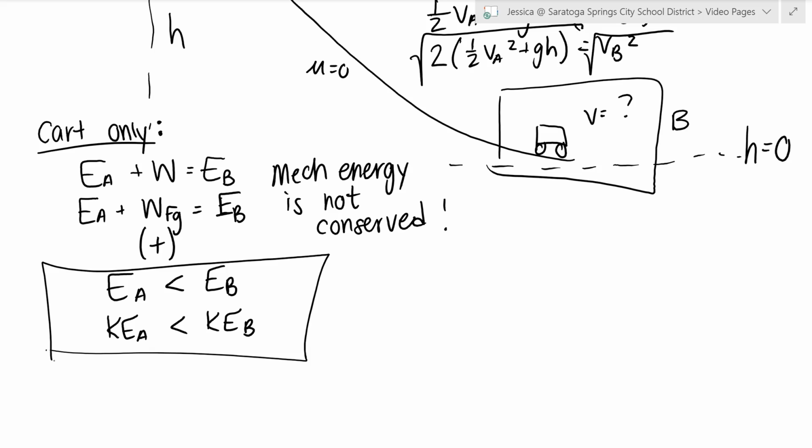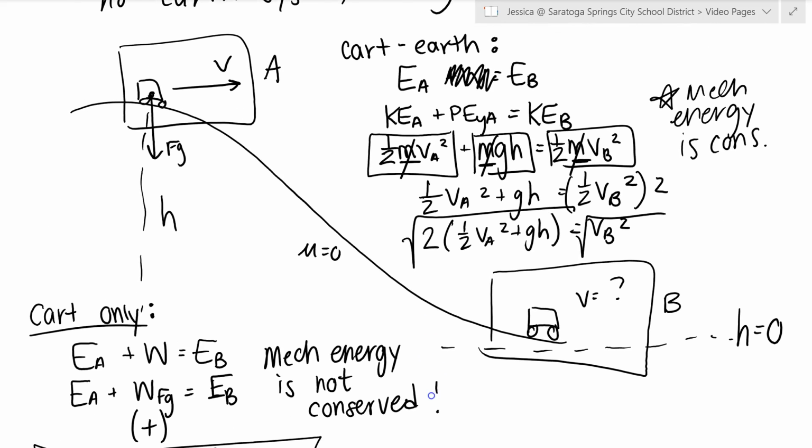Okay? Again, that's what happens if our system is defined as the cart only. If we are the cart-Earth system, we can include gravitational potential energy and mechanical energy is conserved.